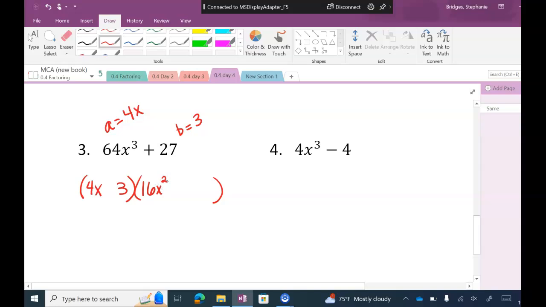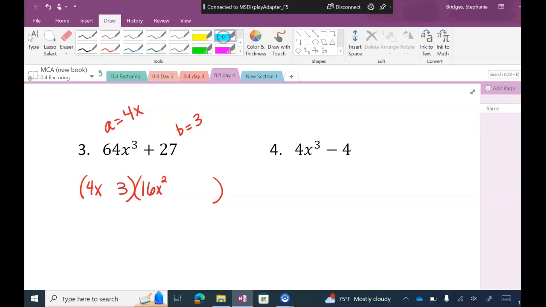Keep in mind, if I were to check my work and multiply this back out, the 4x times the 16x squared should give me 64x to the third. If I multiplied 4x times 4x squared, that only gives me 16x to the third. So just be careful with that, okay? All right, then we're going to do A times B. 4x times 3 gives me 12x. And then 3 squared is 9.